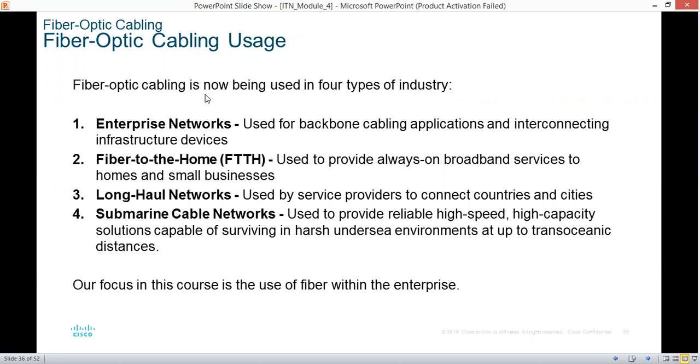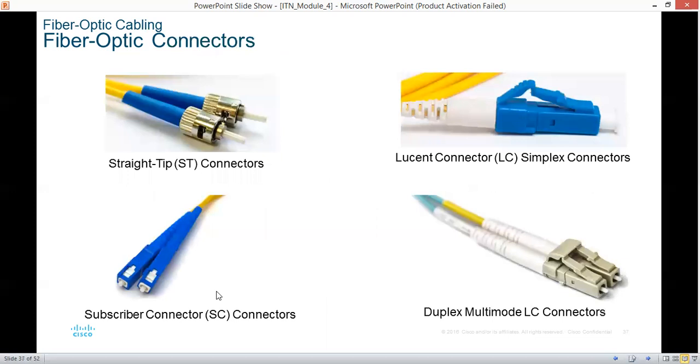So fiber optic cabling is now being used in four types of industry. The enterprise network, fiber to the home, and then the long haul network, which is used by service providers to connect countries and cities, just like what Glo also did. Then the submarine cable network, used to provide reliable high speed, high capacity solutions capable of surviving the harsh sea environment at up to transoceanic distance. Our focus in this course is the use of fiber within the enterprise, within the organization.